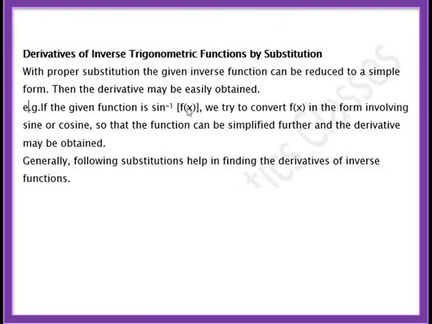See, sine inverse f of x. If you decide to differentiate it as it is, you know what the derivative is. It is 1 upon root of 1 minus square of this, into the derivative of f of x, that is f dash of x. But if you could express f of x as sine of, say, g of x, then sine inverse of sine of g of x is simply g of x. So there is no need to find the derivative of sine inverse and so on. You just have to find the derivative of g of x.